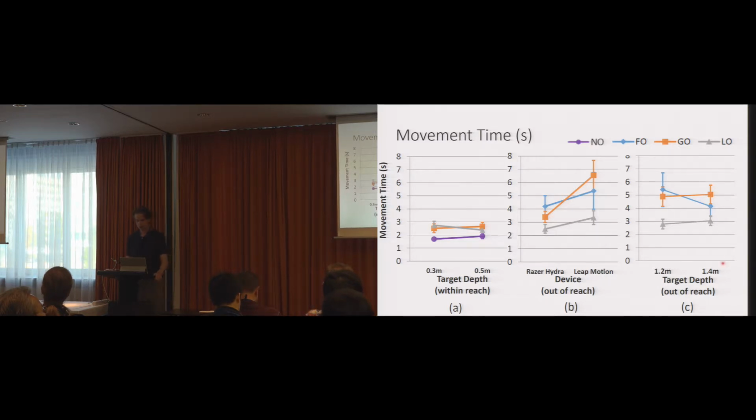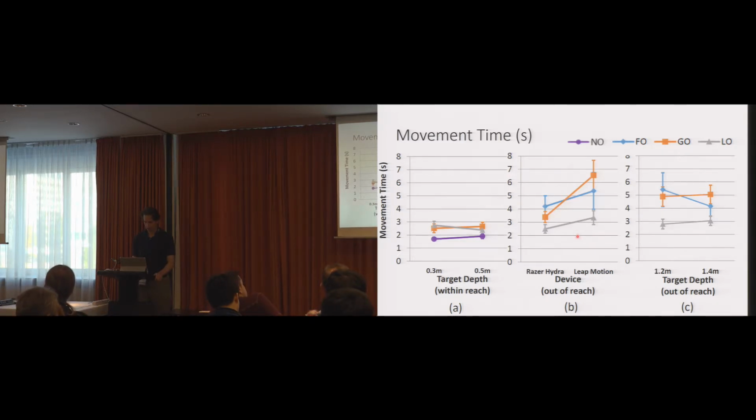For the out-of-reach conditions, again, offset technique was significant. On average, the linear offset was faster than the other two. And again, the device on average was significant. The Razer Hydra was about 3.6 seconds, and then the Leap Motion was about 5. So the difference started getting a little bit bigger.